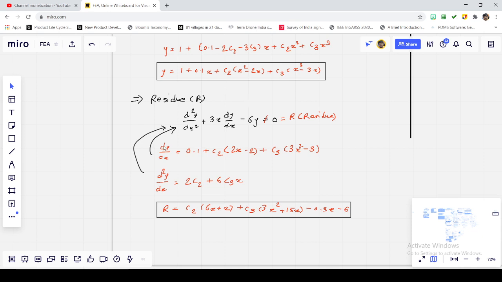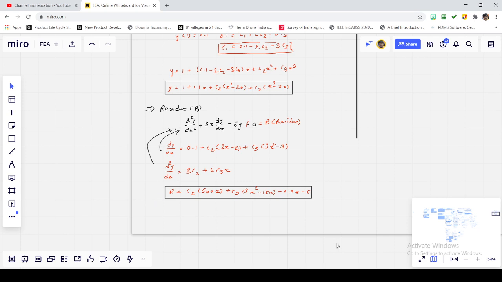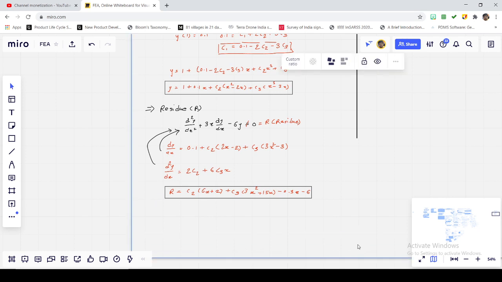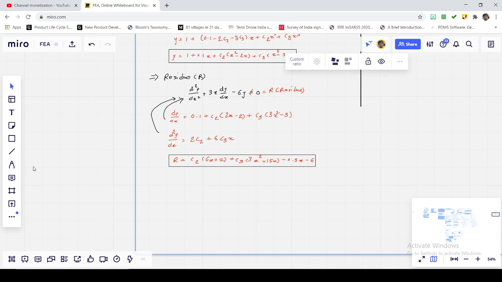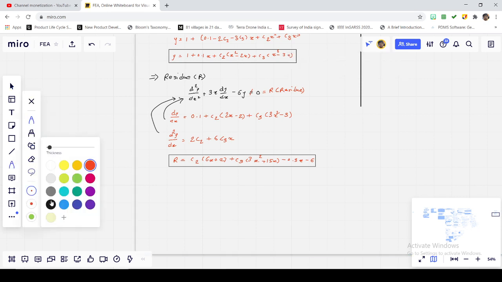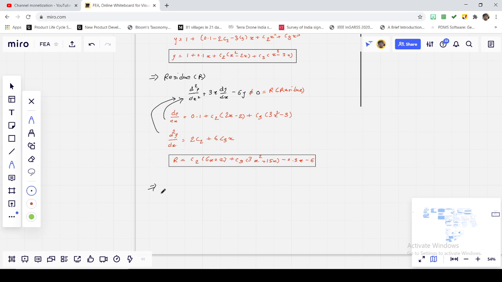You just have to substitute dy by dx, d2y by dx square and y in the given equation, equate it with R, and you will get this final residual equation. And we will be dealing with this residual equation in all the procedures which we are performing. Okay, this is the second step. Till this point, all the procedure will be the same for all types of problems. The third step is again very important. Here there will be a change. So the third step is your weak form.